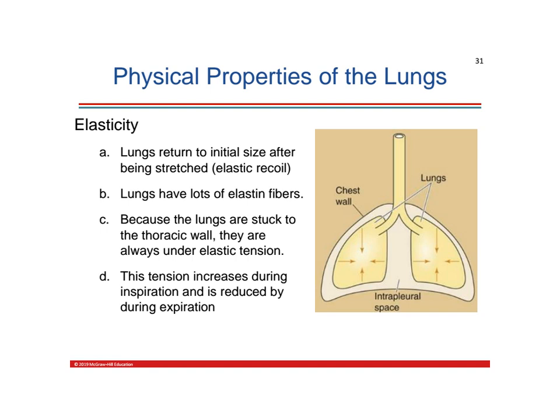Therefore, the lungs are always under elastic tension. They're tending to pull inwards. At the same time, I'm not showing it, but the rib cage is tending to expand outwards. And so this creates this negative intrapleural pressure. This tension increases during inspiration and is reduced during expiration.